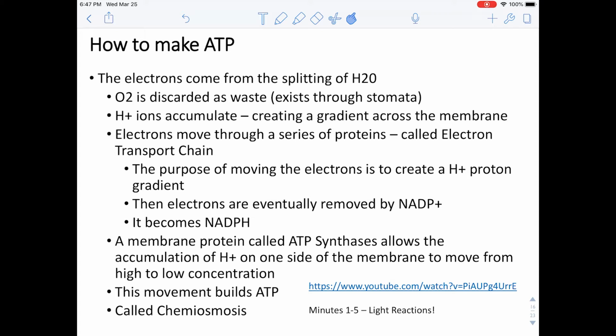Okay, so let me just review what we said. The electrons that we're going to be moving in this electron transport and raising the energy levels come from splitting up water. We discard the oxygen gas as a waste product. And by the way, how does the gas get out?